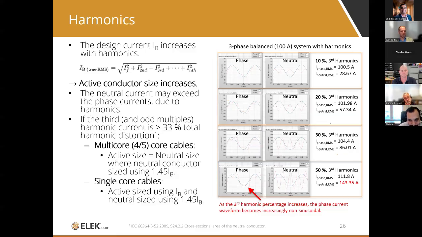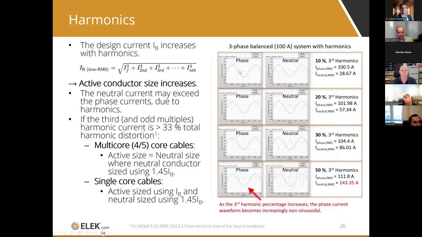It also has an effect certainly on the neutral. When you have harmonic currents, especially third harmonic currents or triplen harmonics, you'll see significant currents start to flow in the neutral. On the right-hand side, we've got some plots. This is for a three-phase balanced load, 100 amps on each phase. At the top, you've got the phase current for one of the three phases, at 10% harmonics.